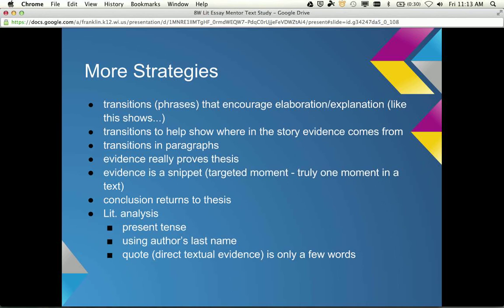Does their evidence really prove their thesis? Look for evidence that backs their thesis up. Evidence is a snippet or a targeted moment, truly one moment in the text. The conclusion, does it return us to the thesis?